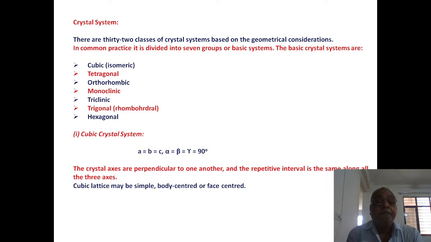उसके बाद 7 की हमने बात की थी. There are 32 classes of crystal system based on the geometrical consideration. In common, it is divided into 7 groups or basic systems. The basic crystal systems are cubic, जिसको आइसोमेट्रिक भी कहा जाता है, टेट्रागोनल, ऑर्थोरोम्बिक, मोनोक्लिनिक, ट्राइक्लिनिक, ट्राइगोनल, जिसको रोम्बोहेड्रल भी कहा जाता है, एंड हेक्सागोनल.